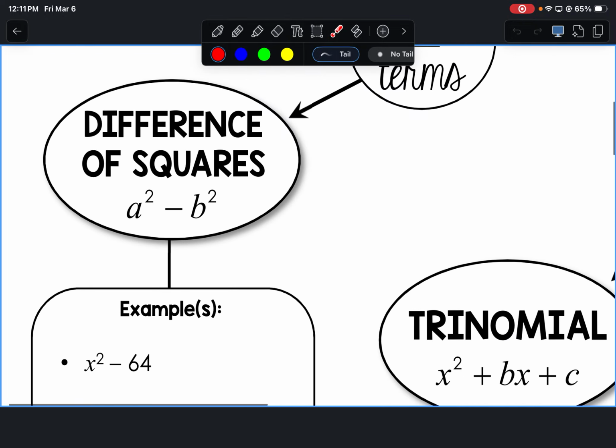Difference of squares literally means it is a difference of squares. The difference means it is a subtraction problem, and of squares means that it is two perfect squares that are being subtracted. So there is a rule that you can use to help you do that.